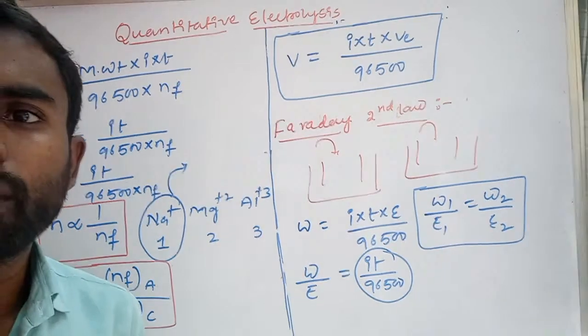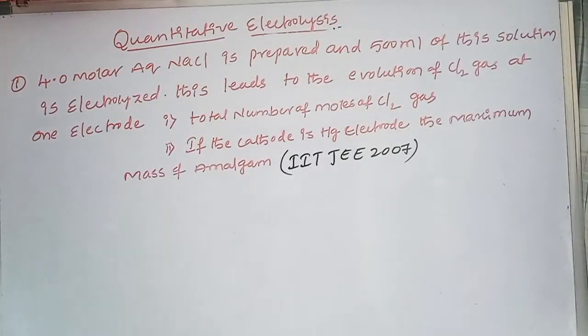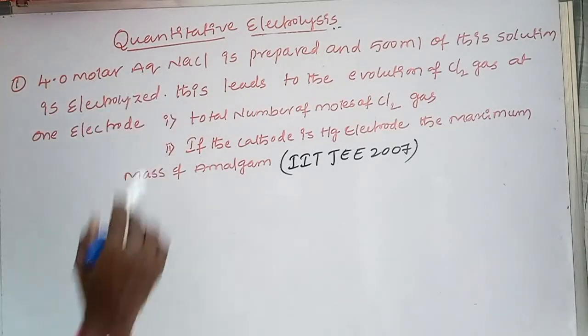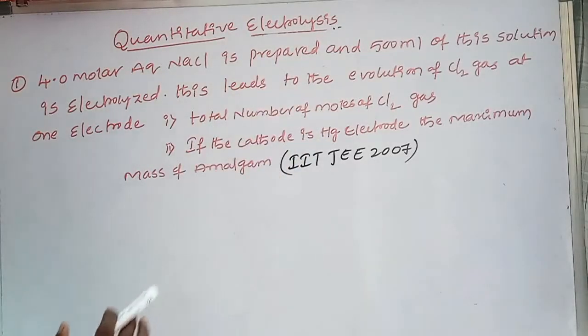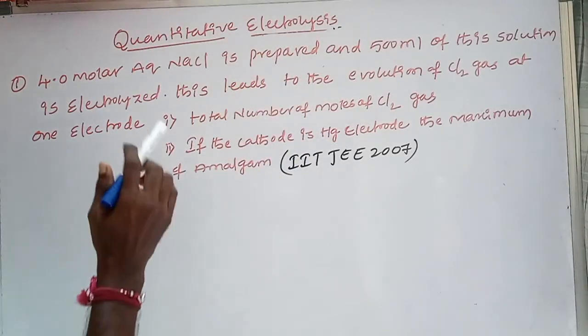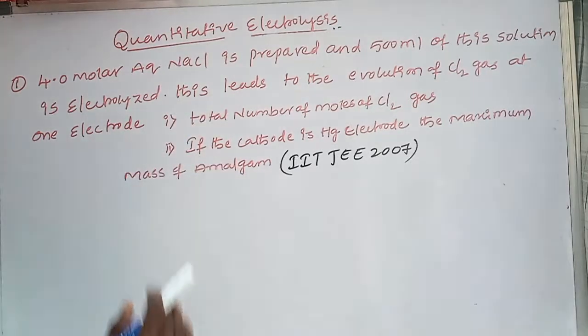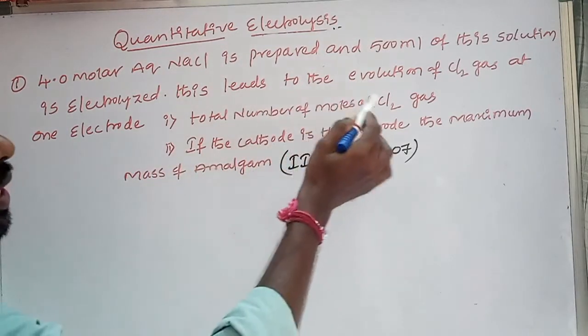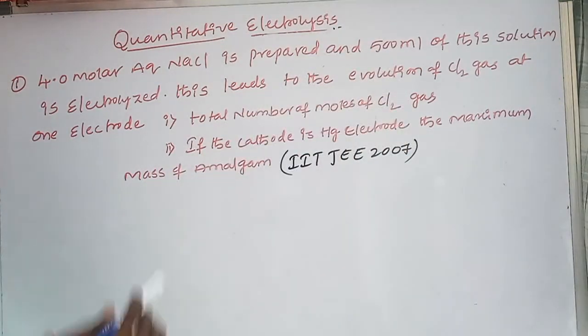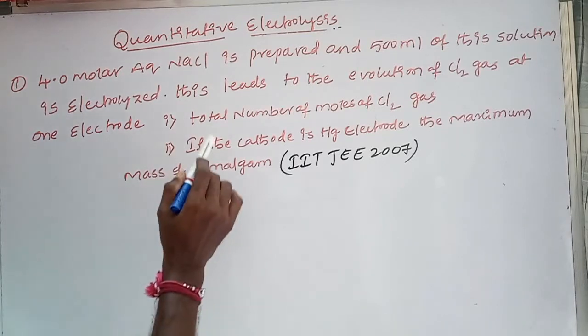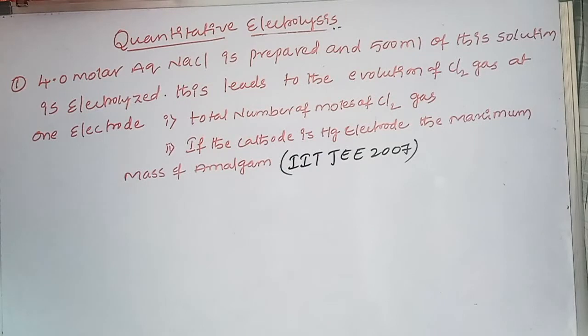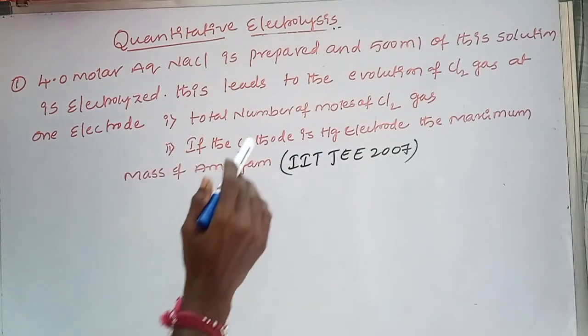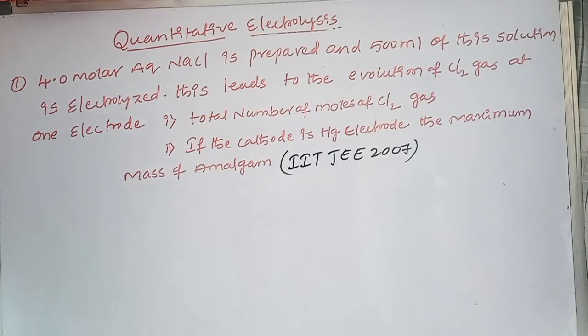Next we will discuss some problems. Okay, next see here. Previous IIT JEE 2007 question. 4 molar aqueous NaCl is prepared and 500 ml of this solution is electrolyzed. This leads to the evolution of Cl2 gas at one electrode. Then we need to find the total number of moles of Cl2 gas at the electrode. And in this electrolytic cell, if the cathode is a mercury electrode, then what is the maximum mass of amalgam they are asking?